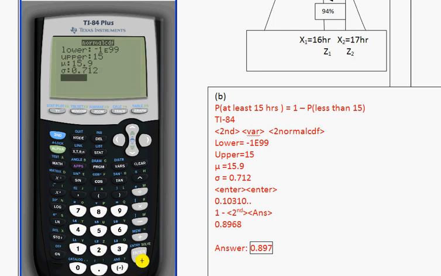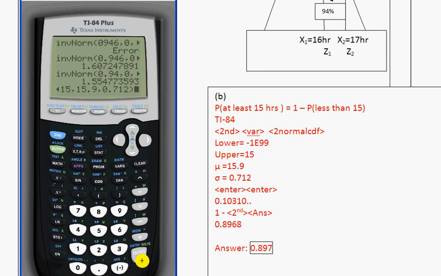But I calculated this part, so I should do 1 minus answer. We can insert answer by pressing second and then minus answer. This is what I need, and I round it to 3 significant figures. I get 0.897. I don't know why it is different from Mark Scheme. Mark Scheme says 0.895. I have no idea.